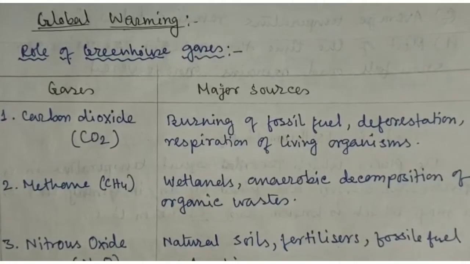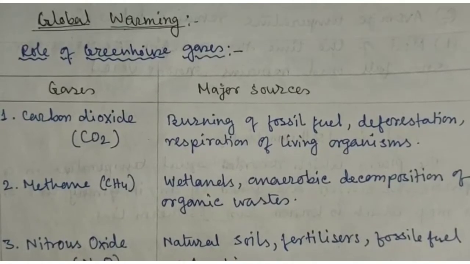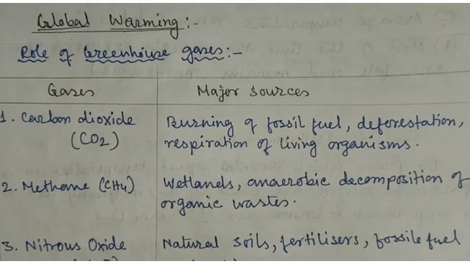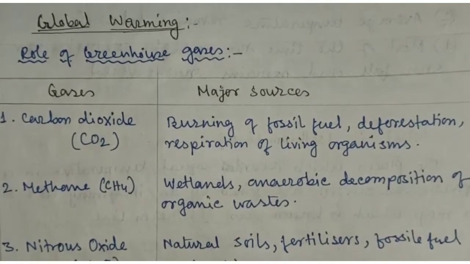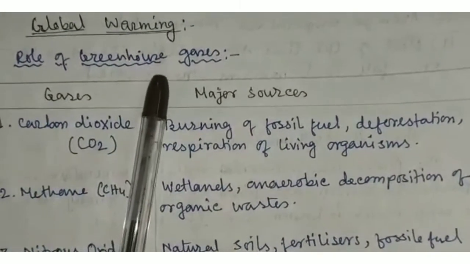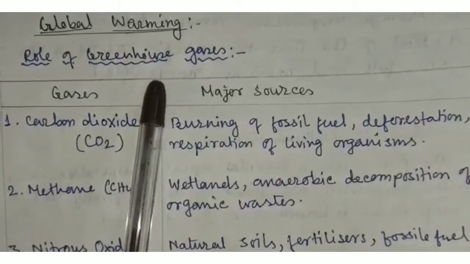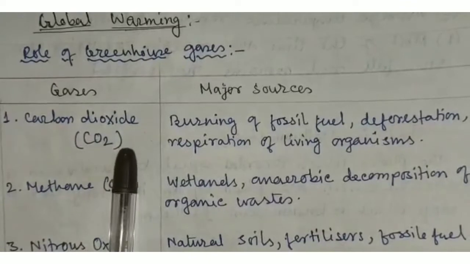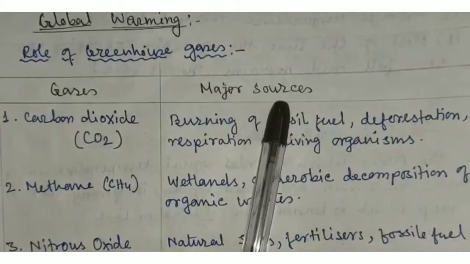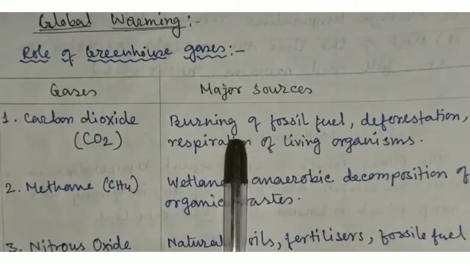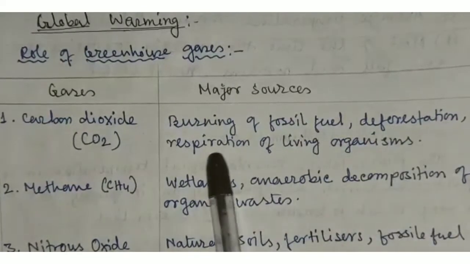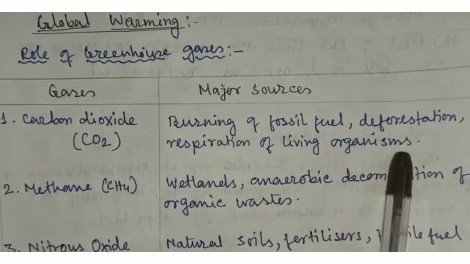Now let's discuss the topic of global warming. You all know what global warming is. It has a very harmful effect on our Earth. The role of greenhouse gases. Number one, carbon dioxide, CO2. Major sources from where we get this gas are burning of fossil fuel, deforestation, and respiration of living organisms.